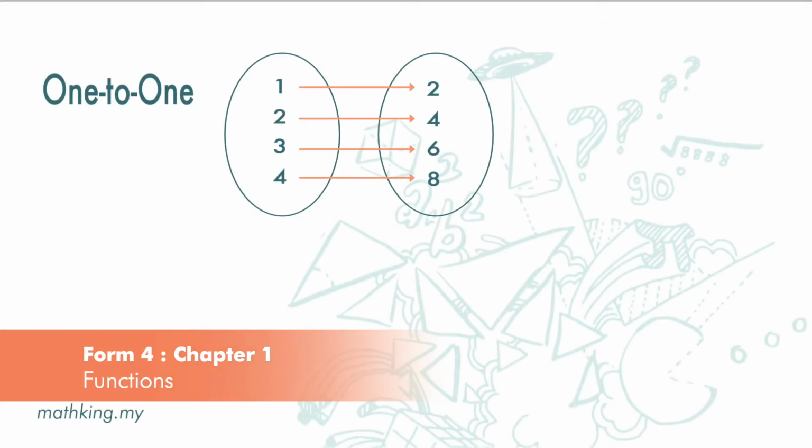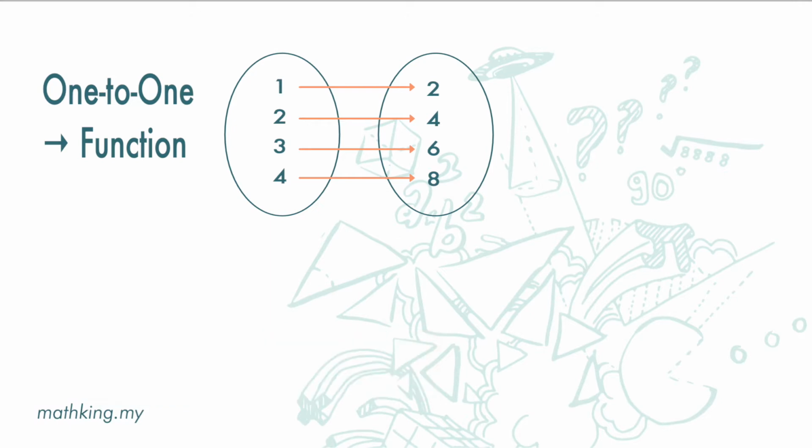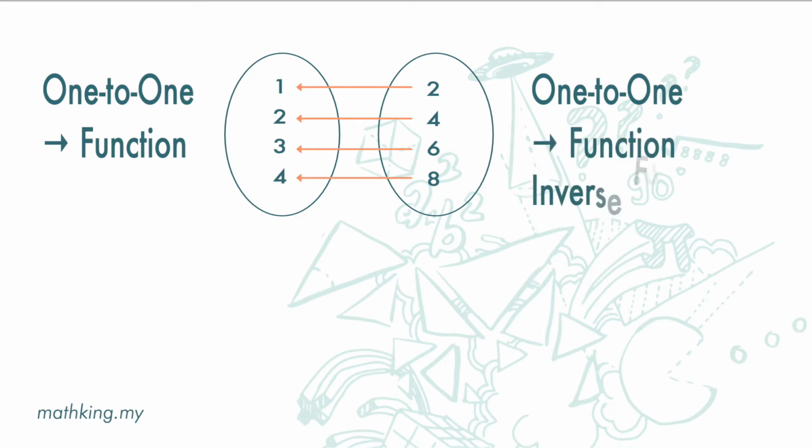We have a one-to-one relation here. This is a function. One element in the domain is mapped to only one element in the codomain. When we reverse the direction of the arrows, we still have a one-to-one relation. So here, the inverse function exists.